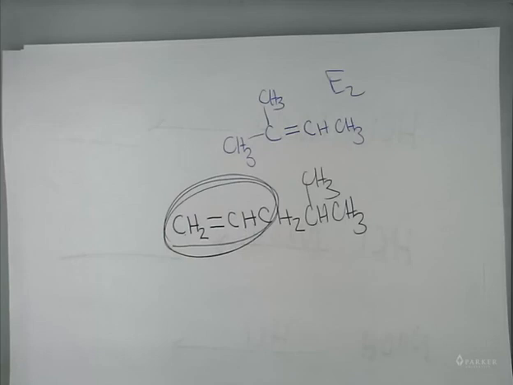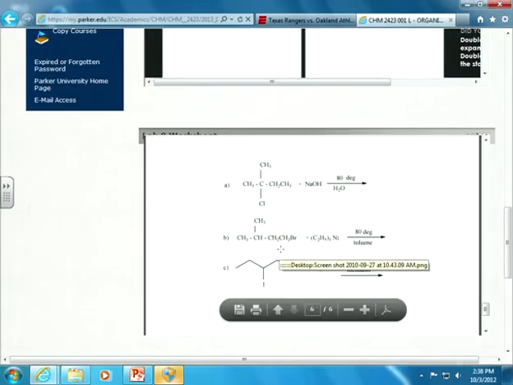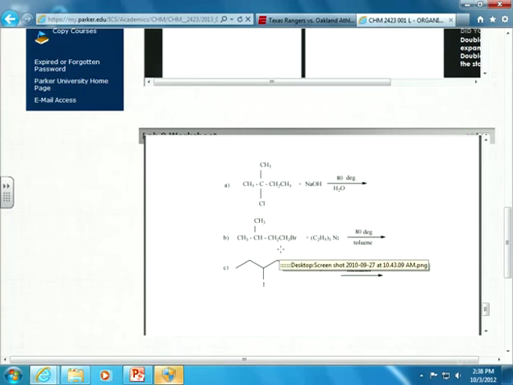Okay, now let's look at the last one. So it's between these right here. So you should have CH3, CH, CH3, CH, CH2. So I think I added another CH2 in there. Anyway.